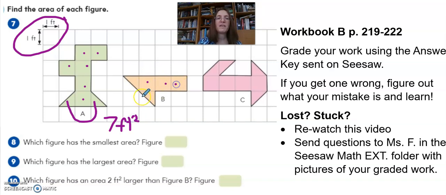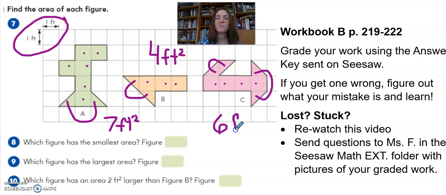How about B? 1, 2, 3, and these two make 4. 4 feet. But not just straight edges, not one dimension, 2. And how about C? 1, 2, 3, 4. These two make 5, and these two make 6. 6 squared feet, or feet squared.